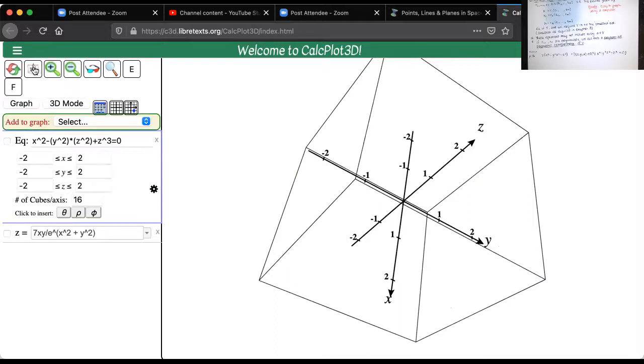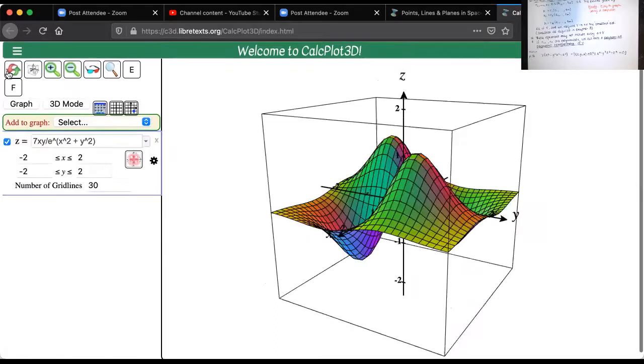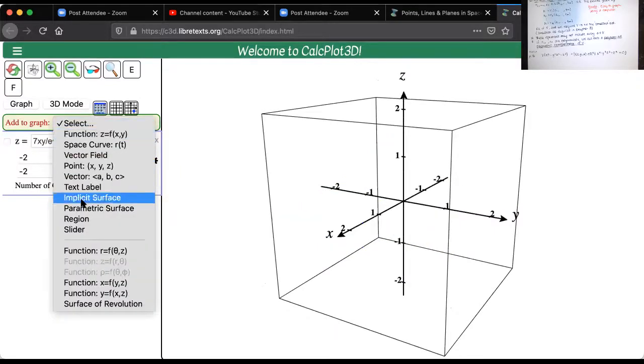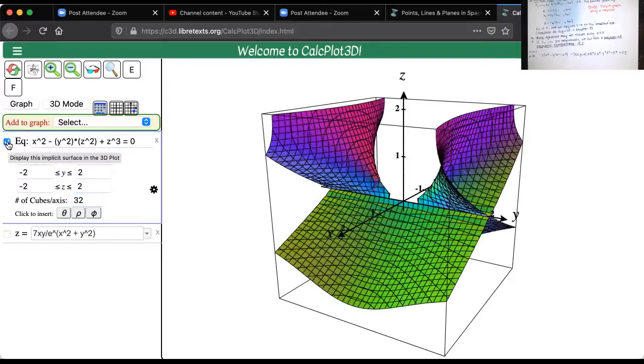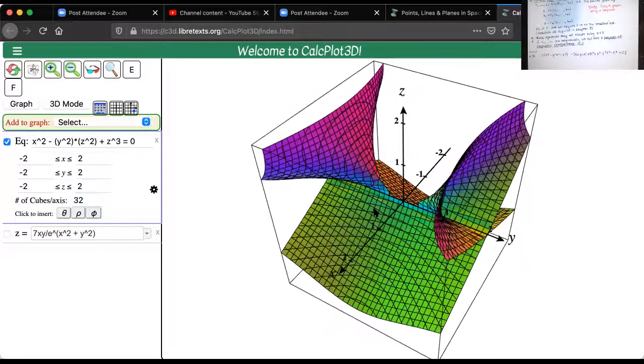We want to set this back up again. Sorry about that. Let me try again. Implicit surface, and we want x squared minus y squared times z squared plus z to the third is equal to 0. Let's just have more cubes. So there we go. So we see this.